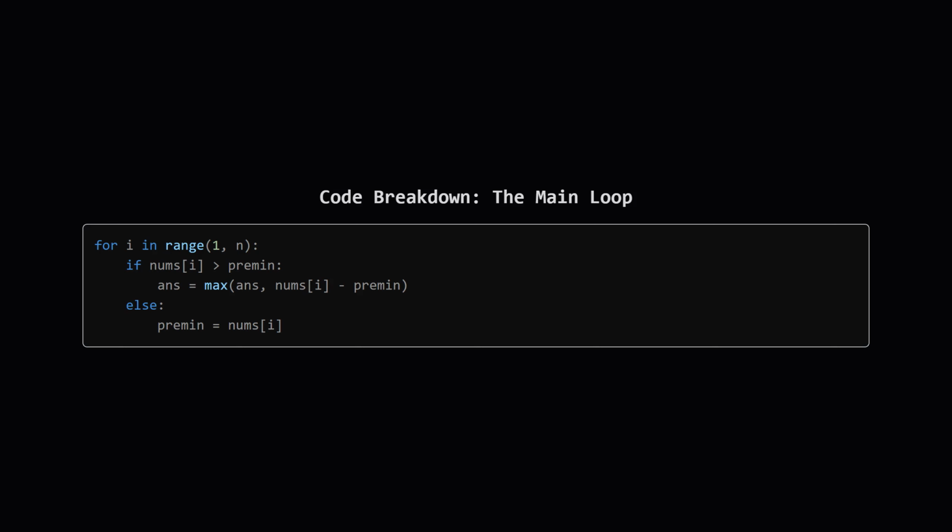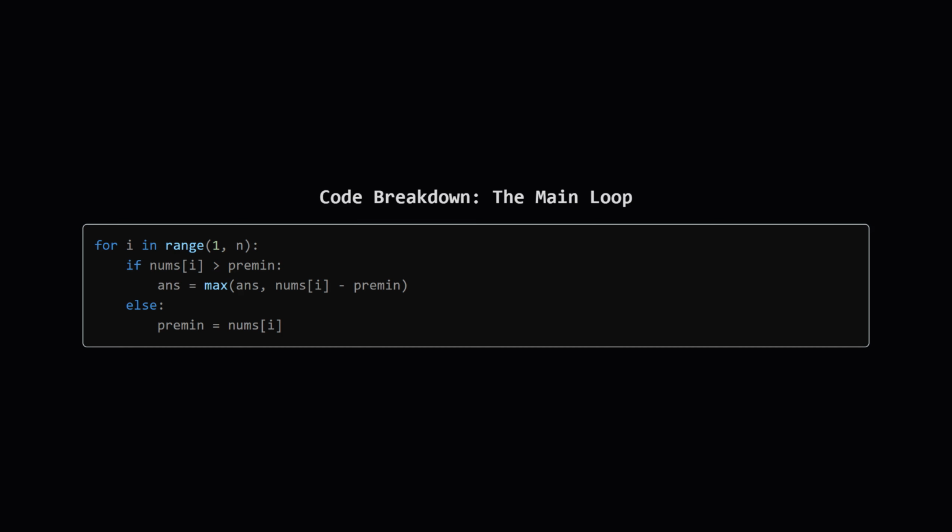Now for the heart of the solution. We loop through the list, starting from the second element. For each number we ask, is this current number greater than our premin, the smallest value we've seen so far? If the answer is yes, we've found a valid pair. We calculate the difference. That's the current number minus the premin. Then we check if this new difference is bigger than the best answer we've found so far, and update it if needed.